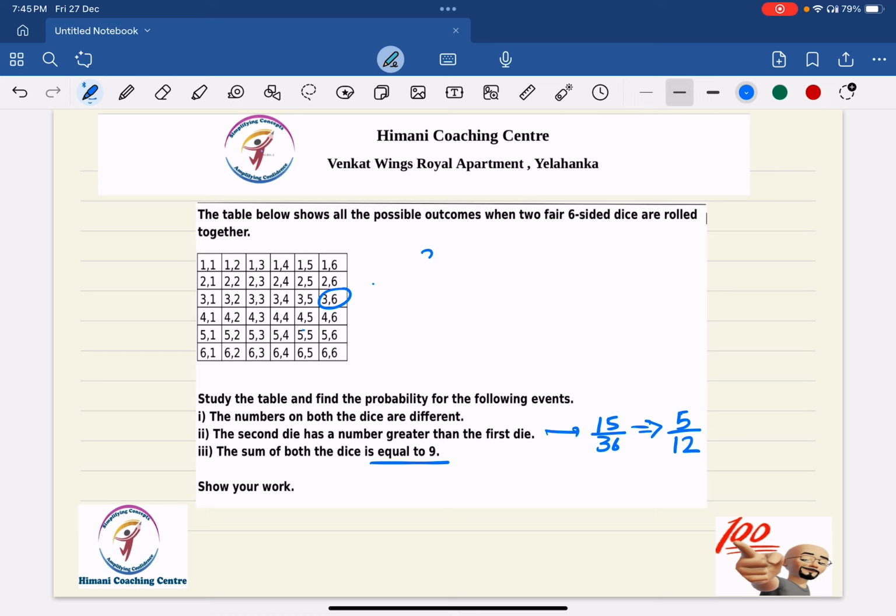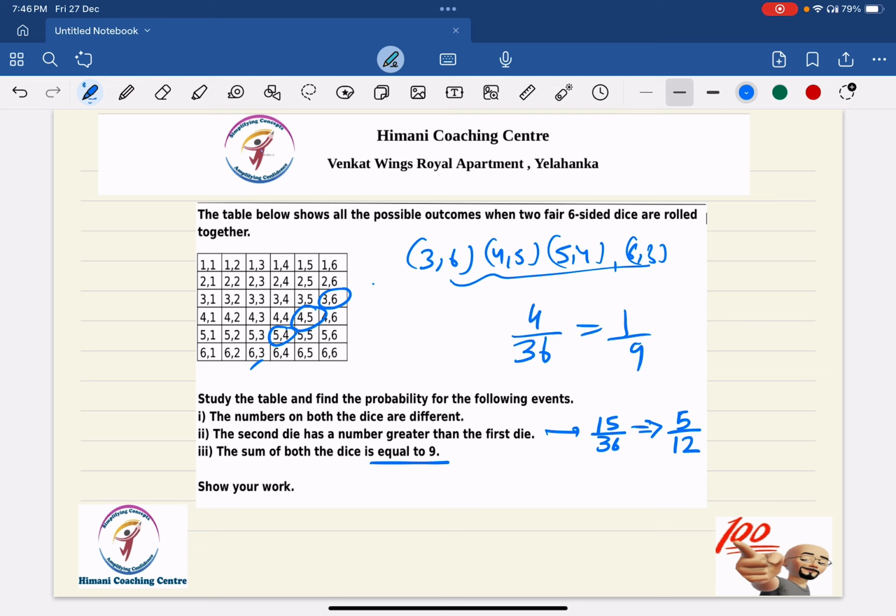One is 3, 6, write that down. Then where is the sum 9 when it is 4, 5? Then 5 and 4 also, the sum is 9, and then 6 and 3. Okay, can you see? These are the only cases when the sum of both the dice is equal to 9. So the number of favorable outcomes is 4, total outcomes are 36. So 1 by 9 is the answer.